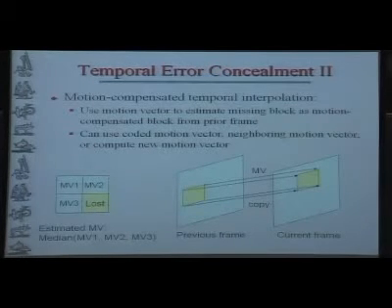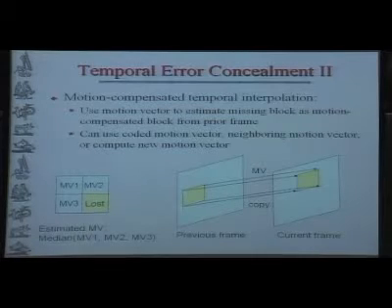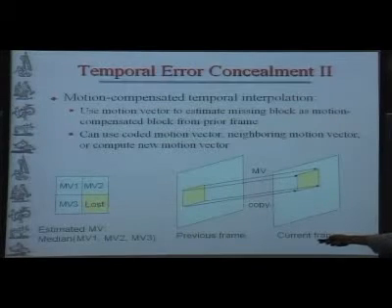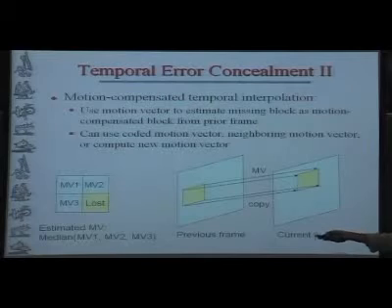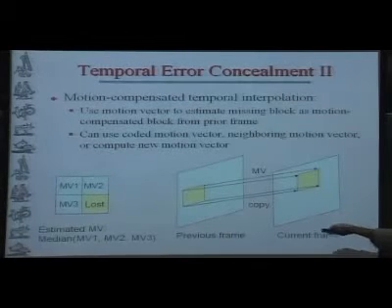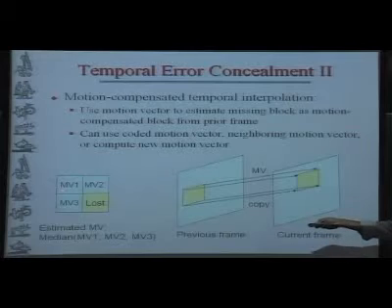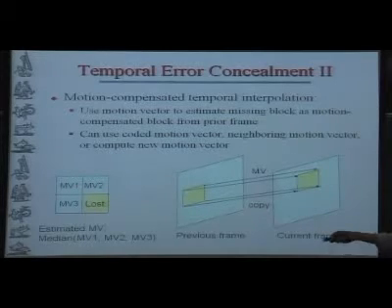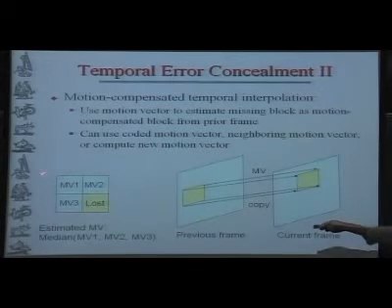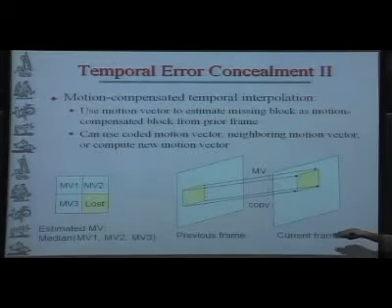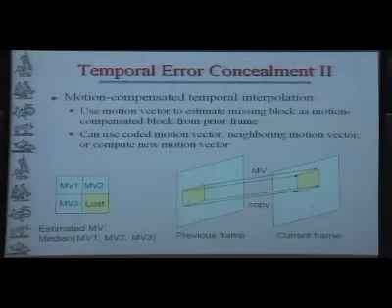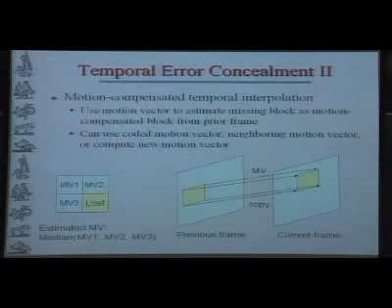Another type, you can get slightly smarter. Suppose you lose this block, and you lose everything. You lose the residue as well as the motion vectors. What you can do is take a look at the 3 motion vectors here and say, well, if I'm here, I should be moving with respect to these. So maybe I take the median of these 3, or the average of these 3, and I call that my motion vector. Then I go to the previous frame, and based on that motion vector, I pull the block over and fill in the blank. So that's another type of temporal concealment technique.